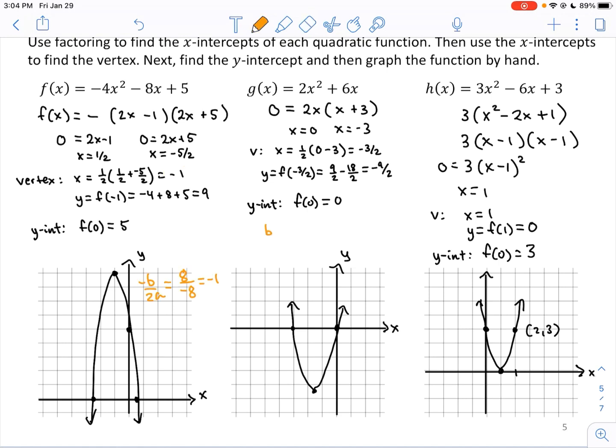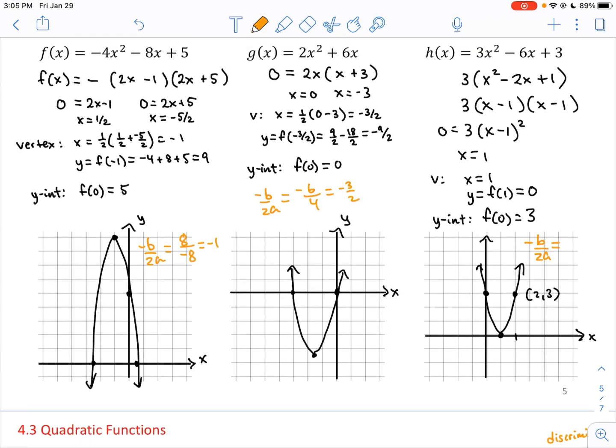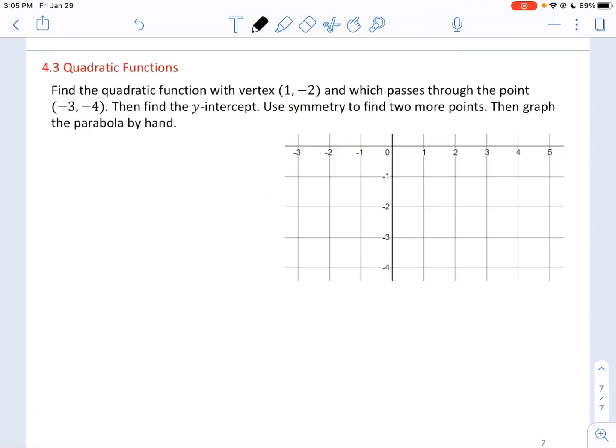In this case here, we have negative b over 2a. Negative b is going to be negative 6. Doubling a is 4, so I get, simplify that, negative 3/2. Same thing I got by averaging the x-intercepts. And this last case here, if I do negative b over 2a, b is negative 6, 2a is 6, we get 1 as the x-coordinate of the vertex.